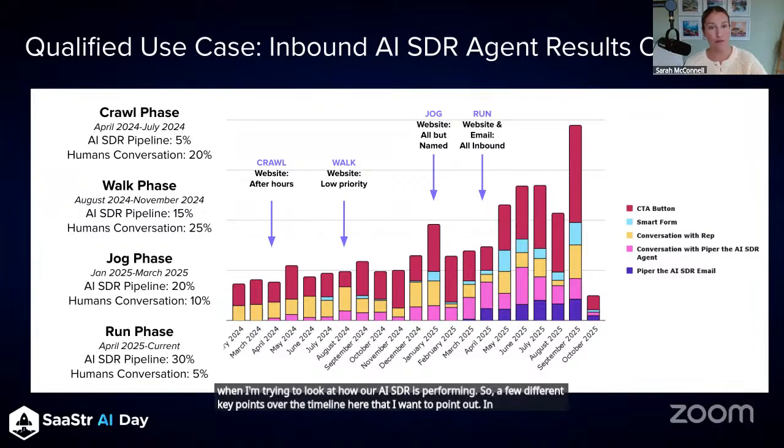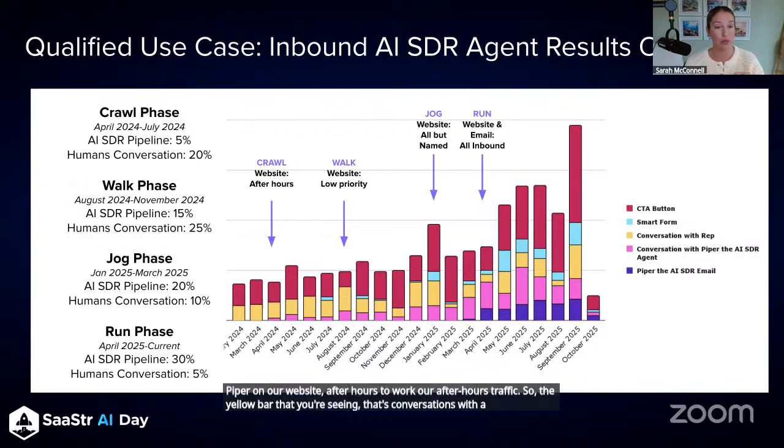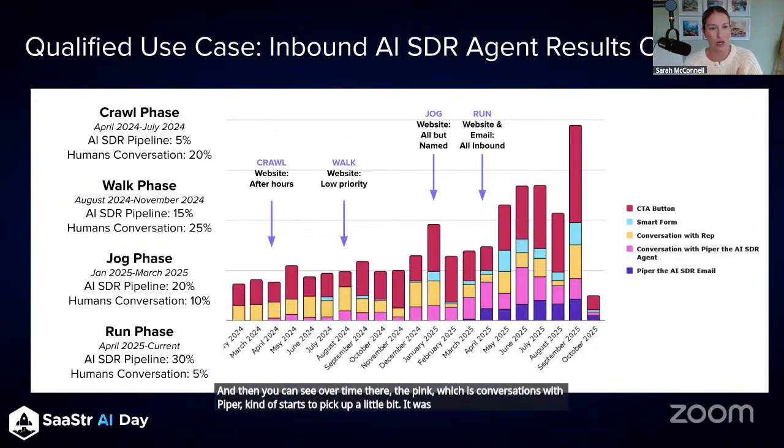In April 2024, that's when we launched what we call Project Night Owl. That was when we put Piper on our website after hours to work on after-hours traffic. So the yellow bar that you're seeing, that's conversations with a human. That's rep conversations. That was a pretty good chunk of the pipeline that we were seeing. And then you can see over time the pink, which is conversations with Piper, starts to pick up a little bit. It was after hours, so it's not a ton.